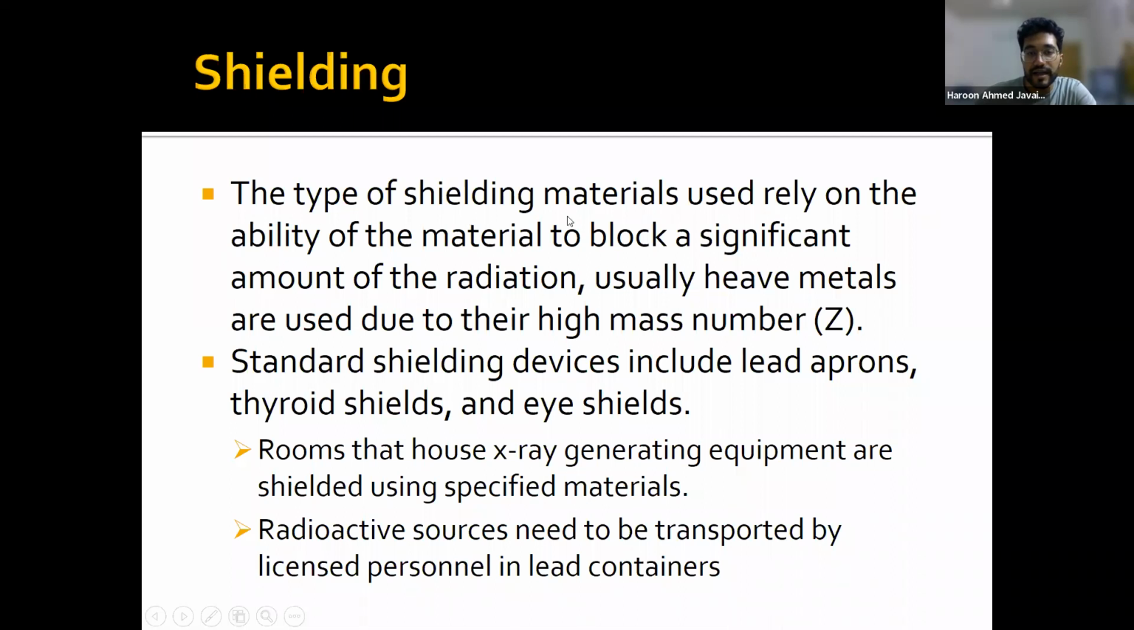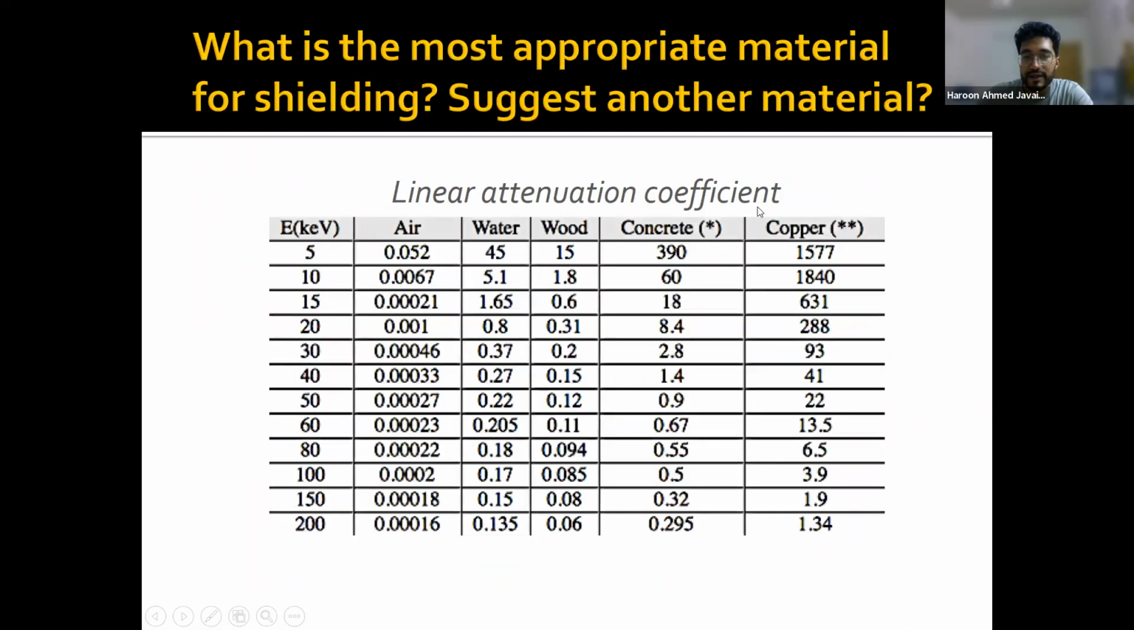Okay, shielding, again, the type of material that you can use. Generally, they use lead. The reason they use lead is because it has a high mass number, so it's going to block more X-rays. Cool. Yeah, that's what it says. This is telling you that the denser the object, copper is going to block a lot more than, for example, air. And it's also telling you that the more energy the X-rays have, the less I can block. Makes sense, right? It's going to penetrate more.